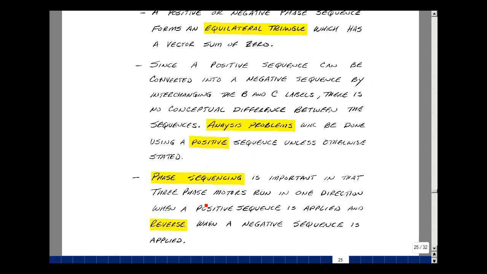Phase sequencing is important in that three-phase motors run in one direction with a positive sequence and they reverse direction when you use a negative phase sequence. Don't normally have this property in AC motors. And these are some of the properties of three-phase circuits.